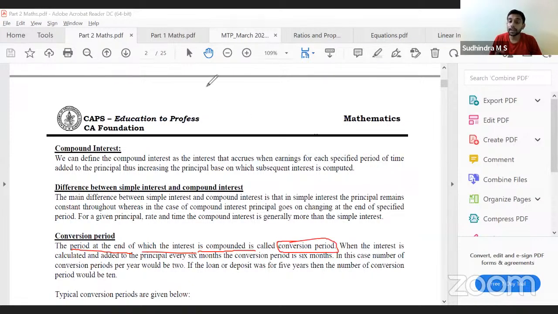That is the date on which that 1 lakh FD will become 1,02,500. That date is called conversion date. The time period, the frequency of conversion, is called conversion period. When the interest is calculated and added to the principal every 6 months, then we say conversion period is 6 months. In this case, what would be the number of conversion periods per year?